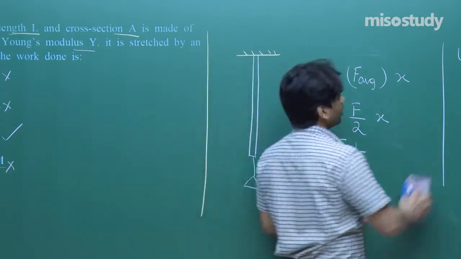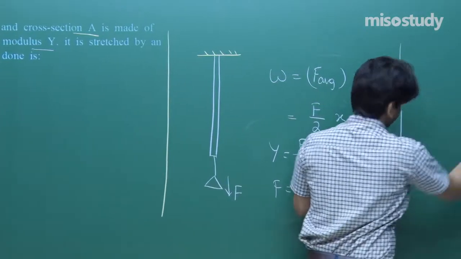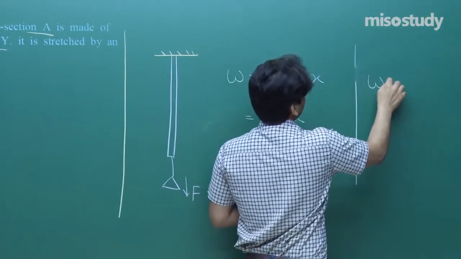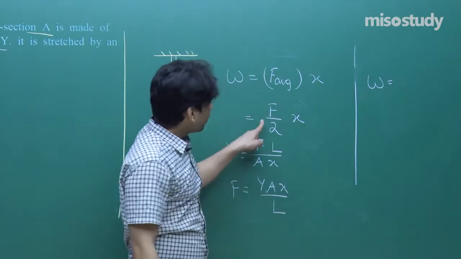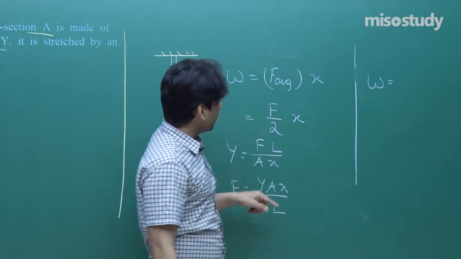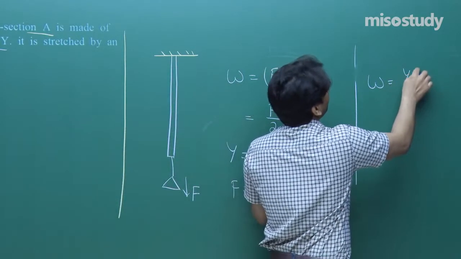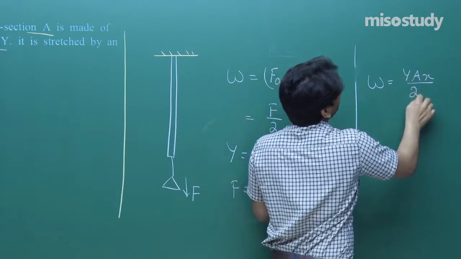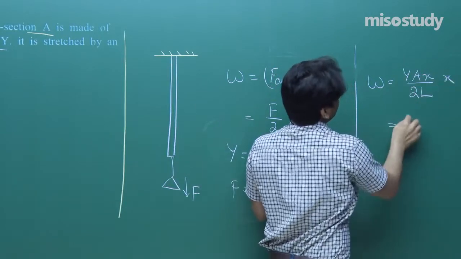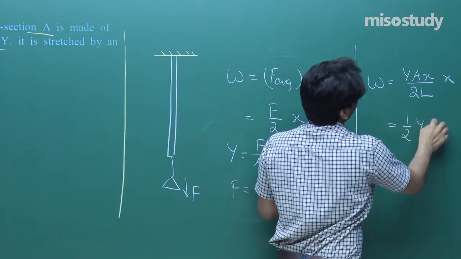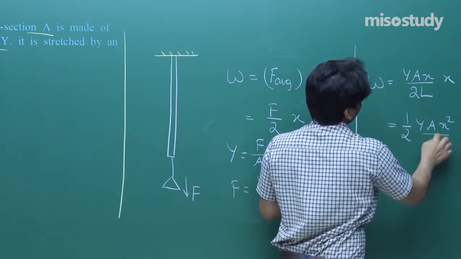So let me show you all here. If we put the value as shown, we will be getting F by 2, and instead of F you put YA x by L, so YA x by 2L into x. So this will come out to be half YA x square by L.